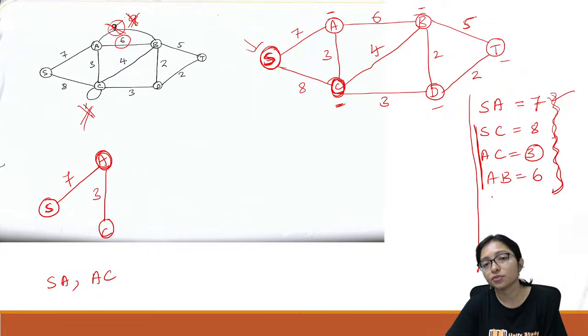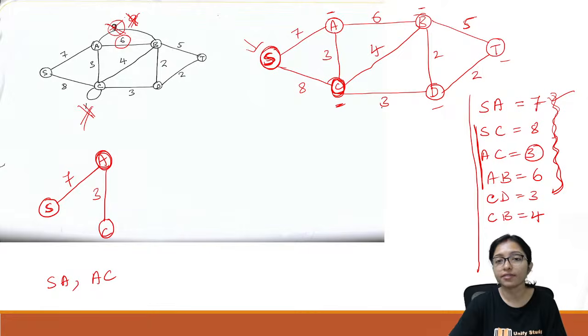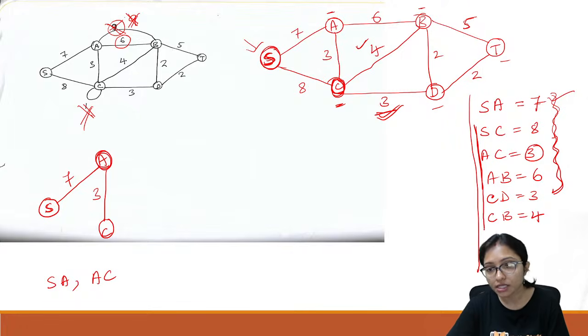After that, whenever you visit C, what are the new edges available to you? The new edges available to you are CD, which is 3, and CB, which is 4. These both are available to you. This one is also available now, and this one is also available now, as you have visited all this. Now this is your available list. These two we already took.